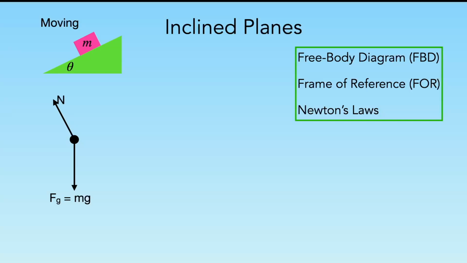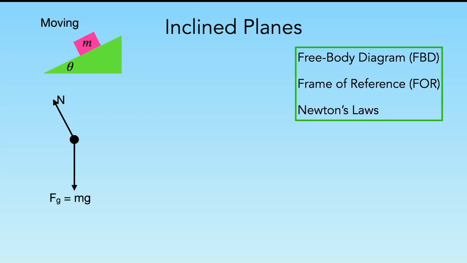Then we go around that object and we look at the contact points. And the only contact point is the surface. And there are commonly two forces associated with a surface. One is normal force, perpendicular to the surface. And that makes it a little different.